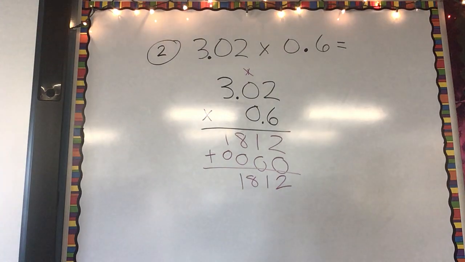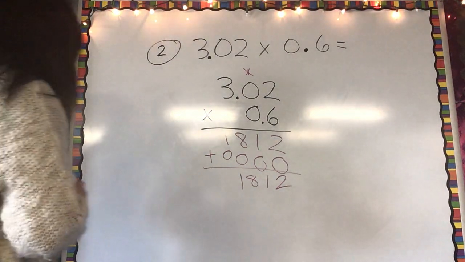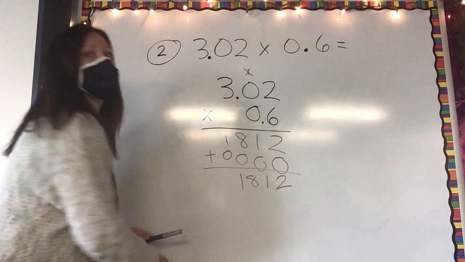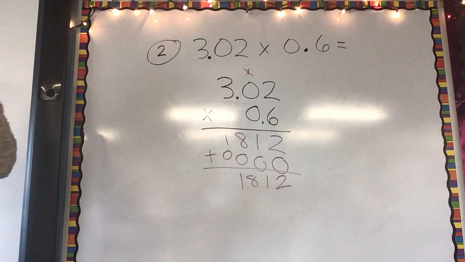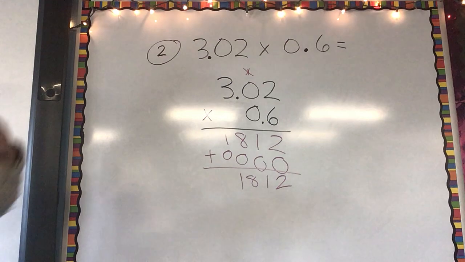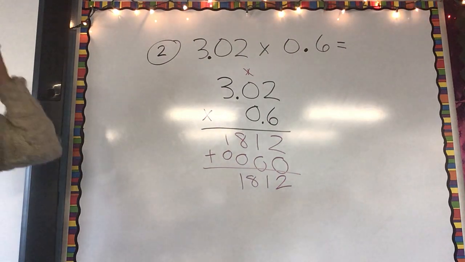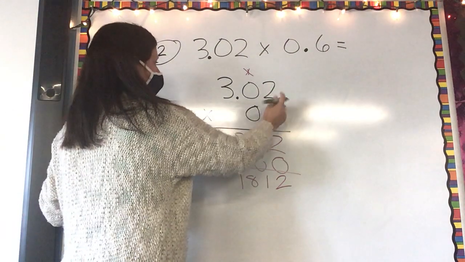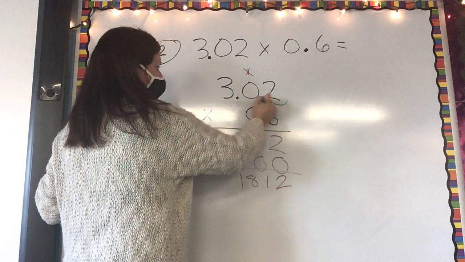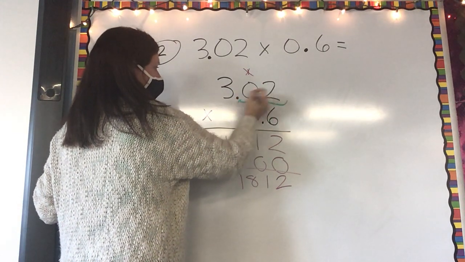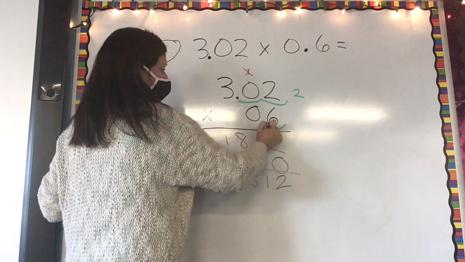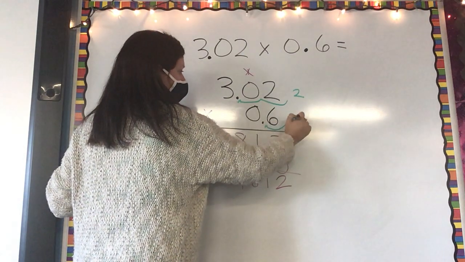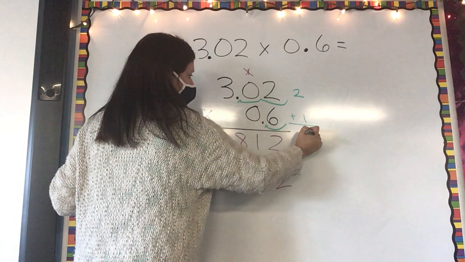No. What does my step 3 tell us to do? Starting from the right side of the factors, count how many decimal places you have in both factors. All right, so I look at both my factors here. Let's count. Ready? 1, 2. 2. Okay, my other factor? 1. For a total of how many decimal places? 3.